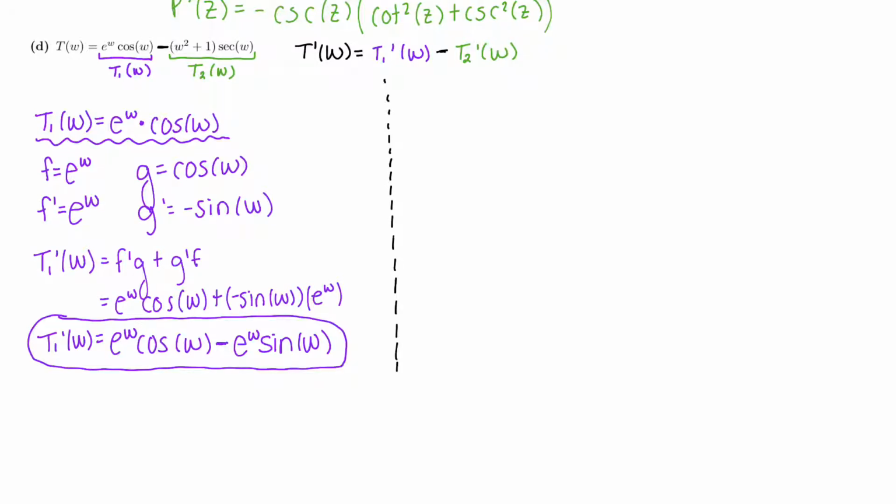Okay. And that is for T1. That is for our first part. And now we're going to do our second part, our T sub 2 of W, which is W squared plus 1 times secant W.